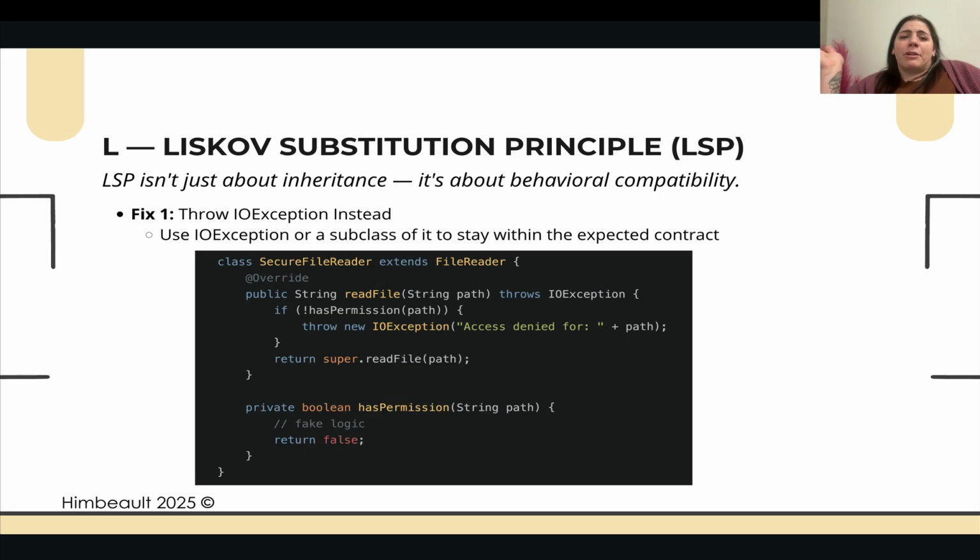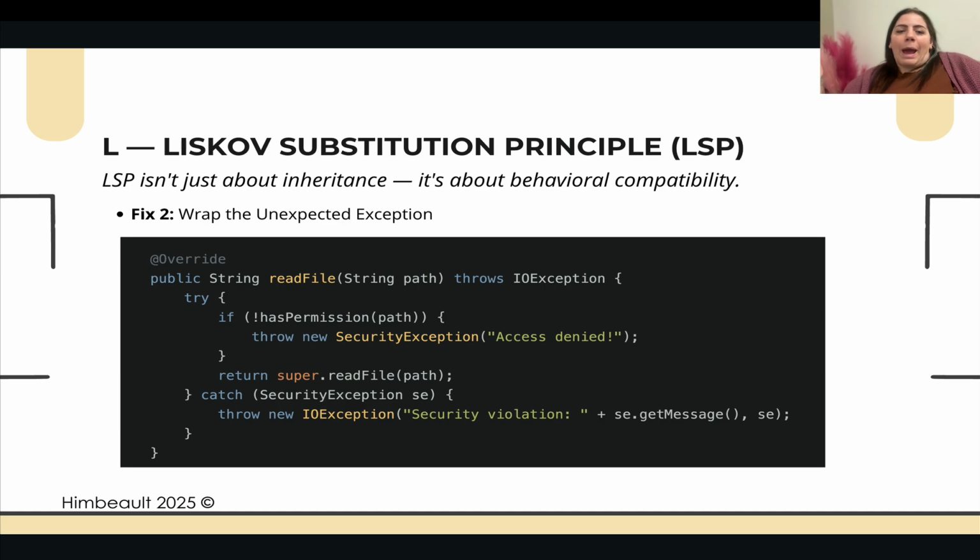So we have different ways that we can fix it. Fix number one is to make sure that they're both throwing the same kind of exception, right? Throw an IO exception instead. If we use an IO exception or even just a subclass of an IO exception, we can stay within that expected contract. So now we can still override it. And instead of throwing a security exception, we can throw a new IO exception. And this will allow us to behave just like our parent.